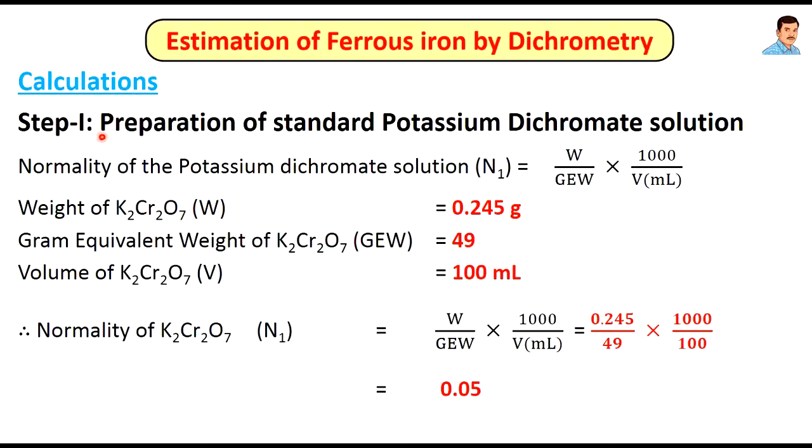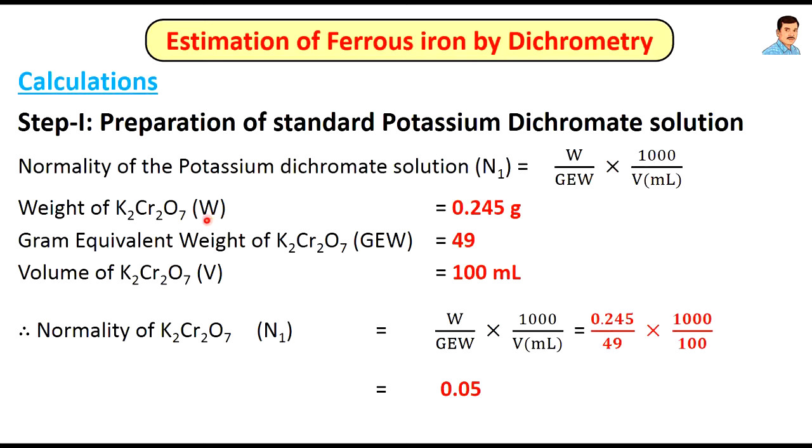In step 1, we have prepared the potassium dichromate solution. We have to calculate the concentration of the potassium dichromate solution, that is normality. Normality of the potassium dichromate solution, denoted with N1, is given by W by gram equivalent weight into 1000 by volume in ml.